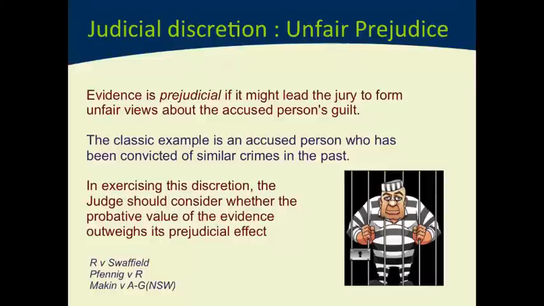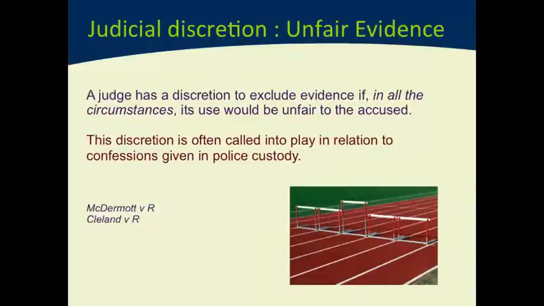The next type of judicial discretion relates to unfair evidence. Unfair evidence is evidence which, in all the circumstances, if you used it, it would be unfair to the accused. So a good example might be evidence that was obtained by the use of trickery.